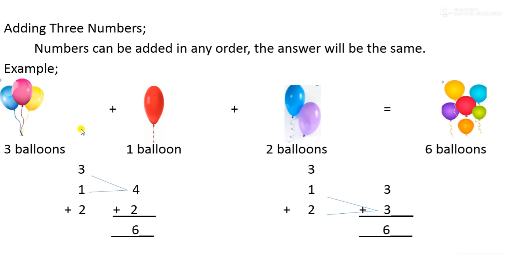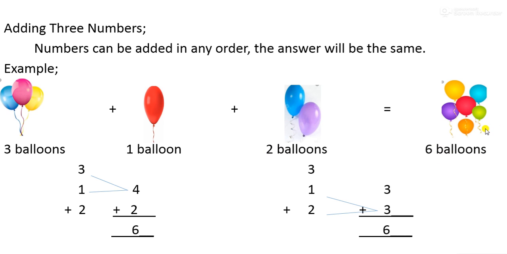This is the first order. Plus, how many balloons are here? Yes, 1. Only 1 balloon. This is the second order. Plus, how many balloons are here? Count it. 1, 2. Yes, 2 balloons are here. This is the third. So adding 3 numbers, we have to add these 3. So 3 plus 1 plus 2. So total how many balloons are here? Count it. 3 plus 1 is equal to, yes, 4. 4 plus 2, 5, 6. Yes, the answer is 6.